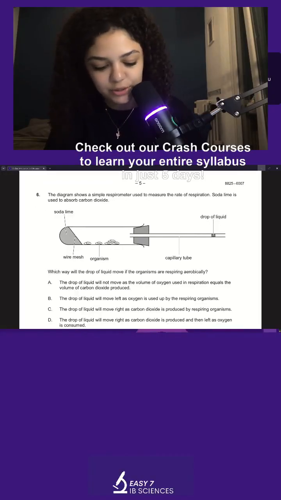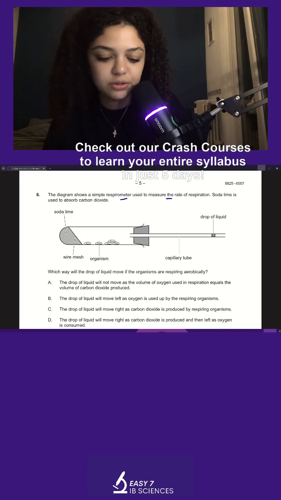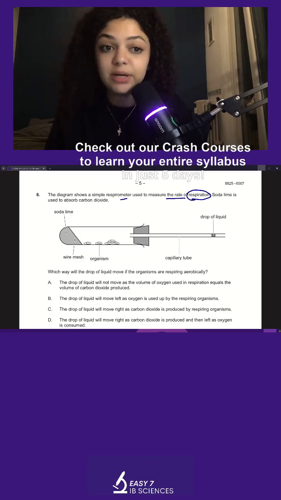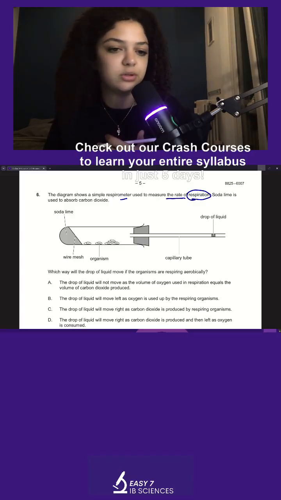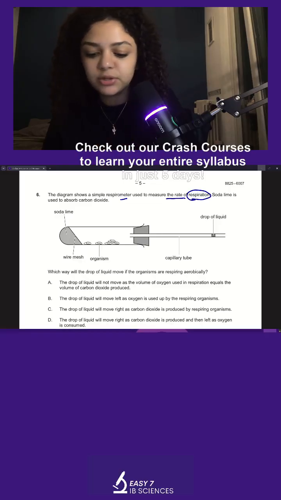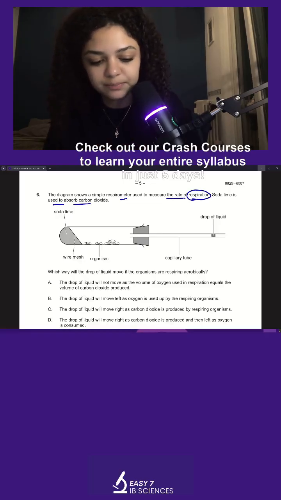All right, this is an SL question as well. It says the diagram shows a simple respirometer used to measure the rate of respiration. Be very careful, guys. A spirometer is the one you use to measure the lungs, and a respirometer is the one used to measure respiration. Soda lime is used to absorb carbon dioxide.